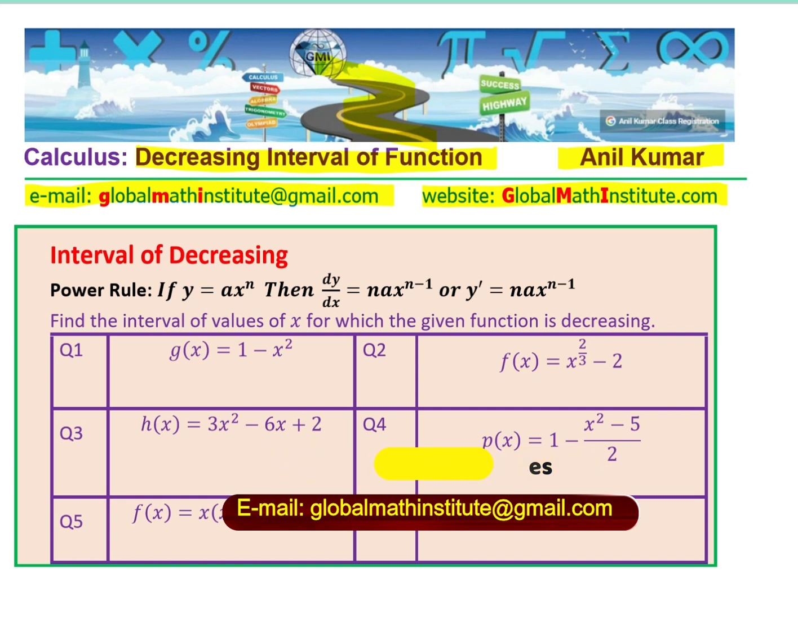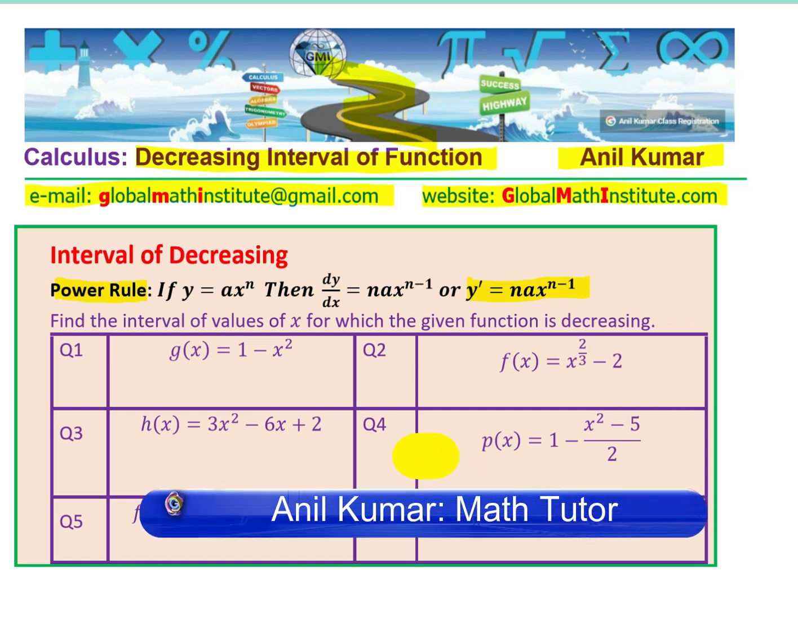All of them will use power rule for derivatives. Y equals a x to the power of n is a power function whose derivative can be written as n times a x to the power of n minus 1. Correct? By analyzing this derivative, we'll find the decreasing interval for the 6 functions. You can always pause the video, answer, and then look into my suggestions.